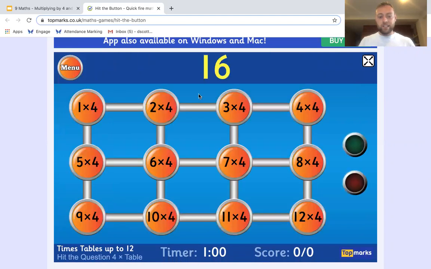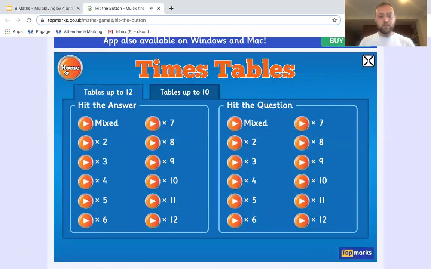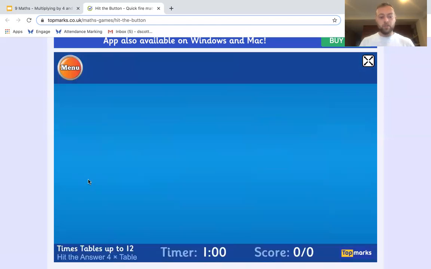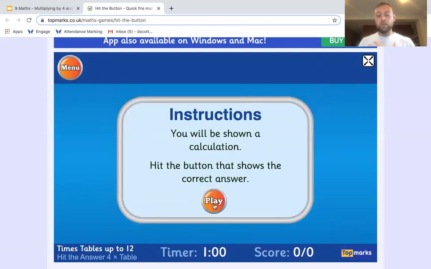What it does is it gives you the answer, so 16, and I've got to think, what times 4 makes 16? 1 times 4, 2 times 4, 3 times 4, 4. Okay, so that one's a little bit more tricky. So I would advise playing Hit the Answer and you'll see what happens. So I'm going to play now and you're going to see my score at the bottom, and then your challenge is to have a go and beat me.